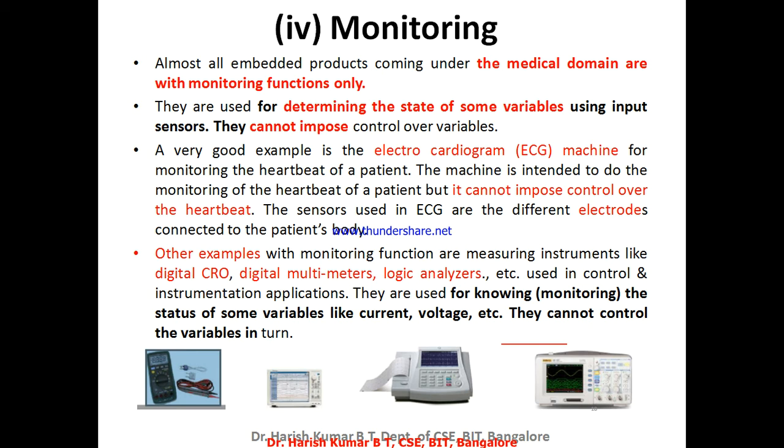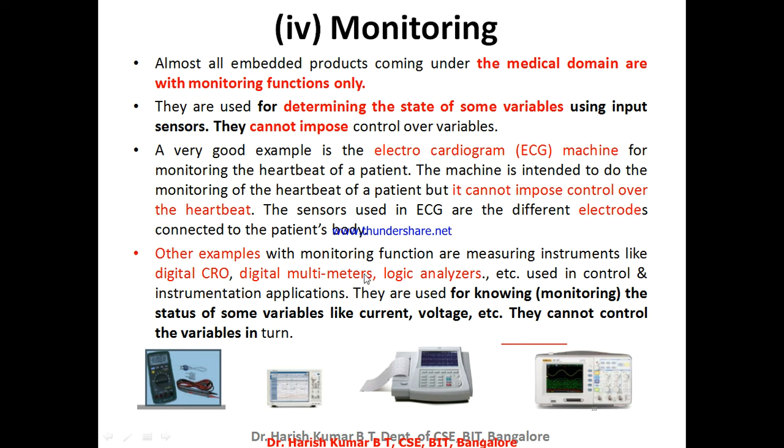In other words, it cannot impose control over the heartbeat, but it can monitor the heartbeat of the patient. Now, other examples with monitoring functions are measurement tools like the digital CRO, which you have already used. You can use a digital CRO only for observing the data, but you cannot control it. Whatever is there, the same state is displayed in the CRO.